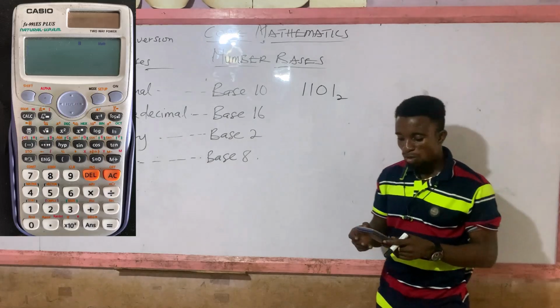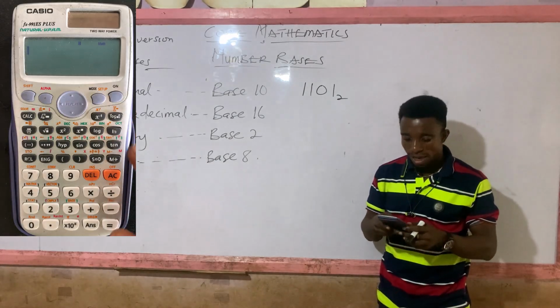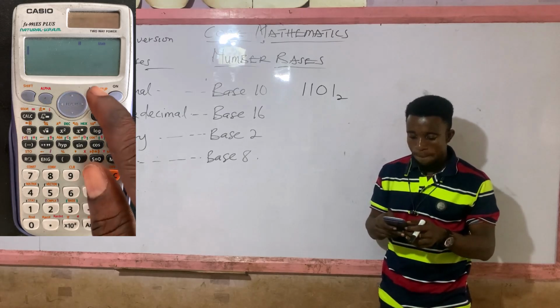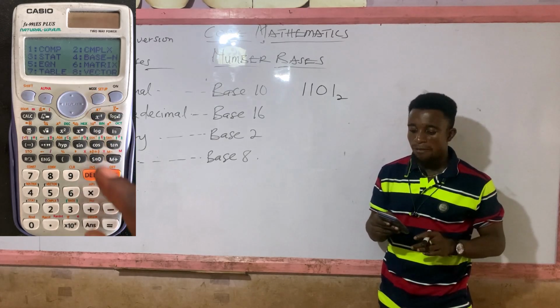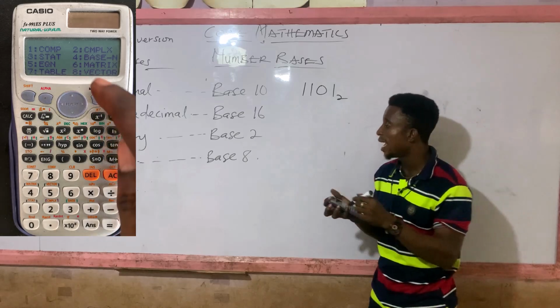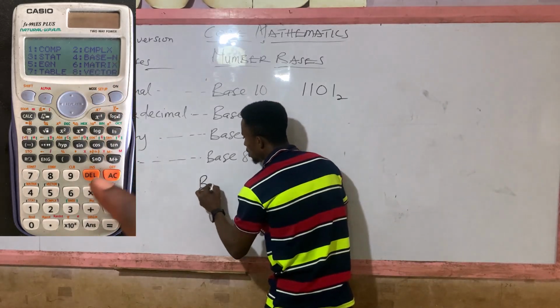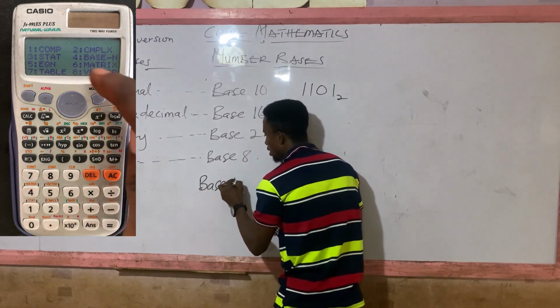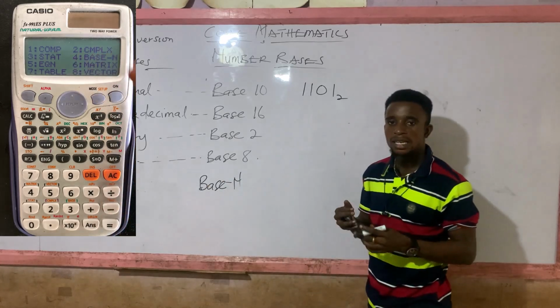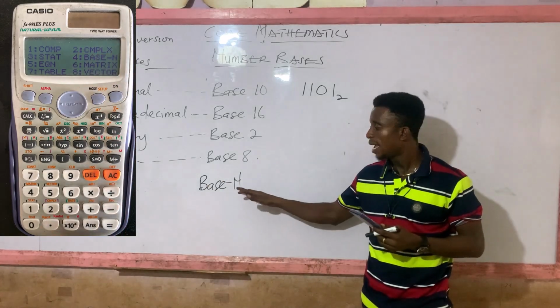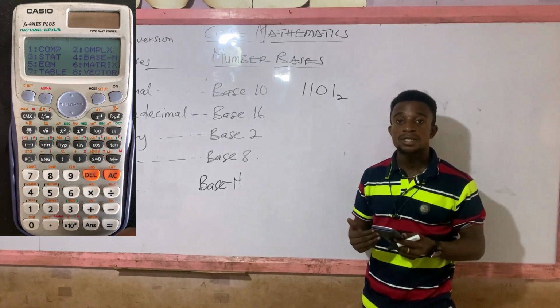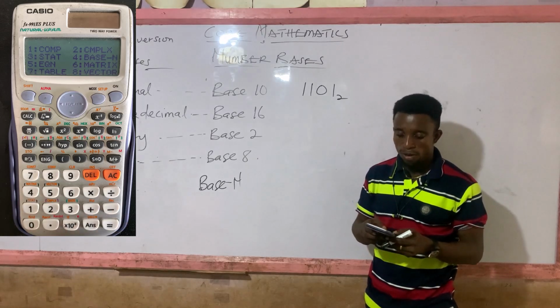And what do we do? So we go to our calculator, then we click on Mode. Then we see the number 4 to be Base n. The number 4 is Base n. So meaning we want to convert between bases. So we click on number 4.